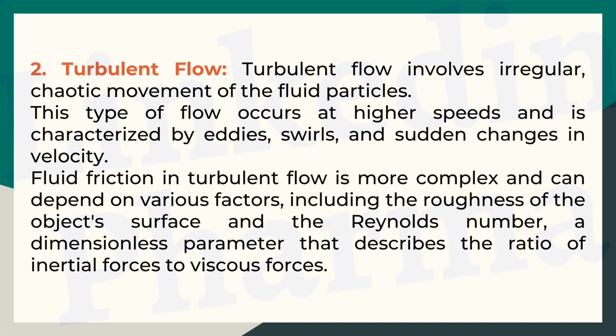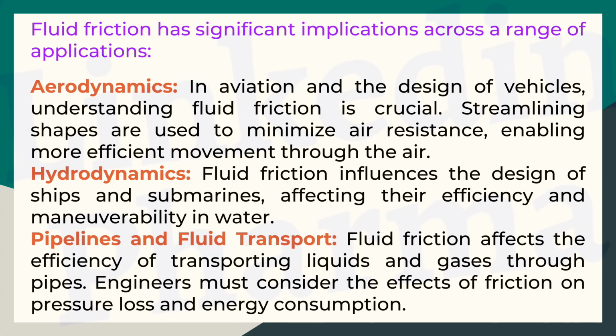2. Turbulent flow. Turbulent flow involves irregular, chaotic movement of the fluid particles. This type of flow occurs at higher speeds and is characterized by eddies, swirls, and sudden changes in velocity. Fluid friction in turbulent flow is more complex and can depend on various factors, including the roughness of the object's surface and the Reynolds number, a dimensionless parameter that describes the ratio of inertial forces to viscous forces. Fluid friction has significant implications across a range of applications.